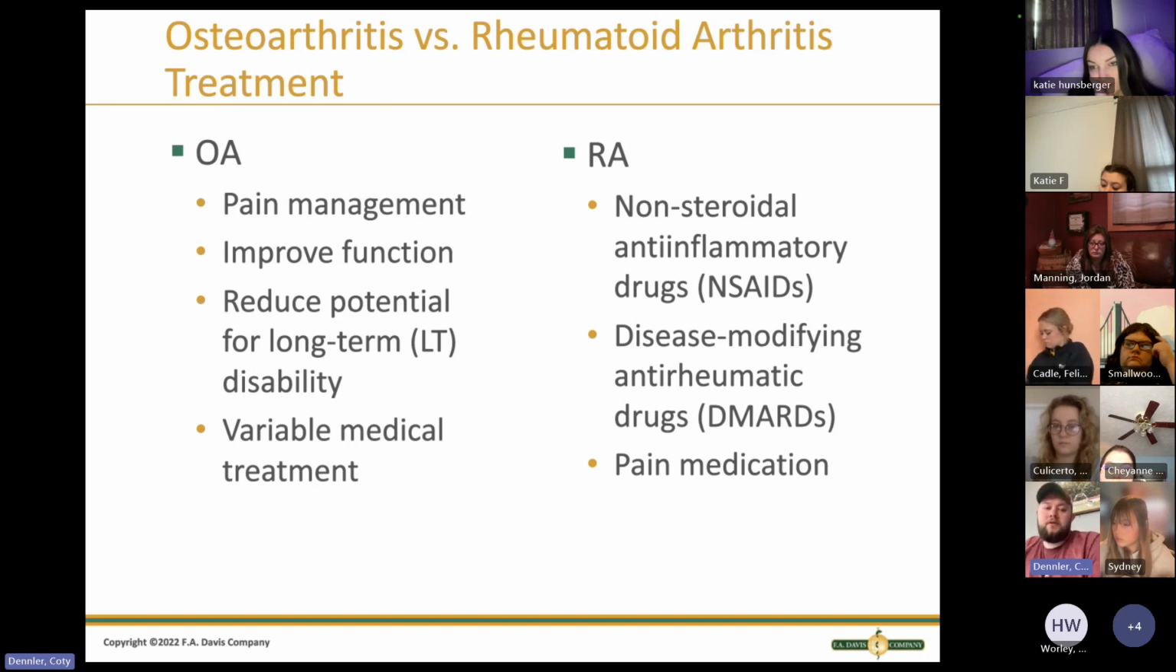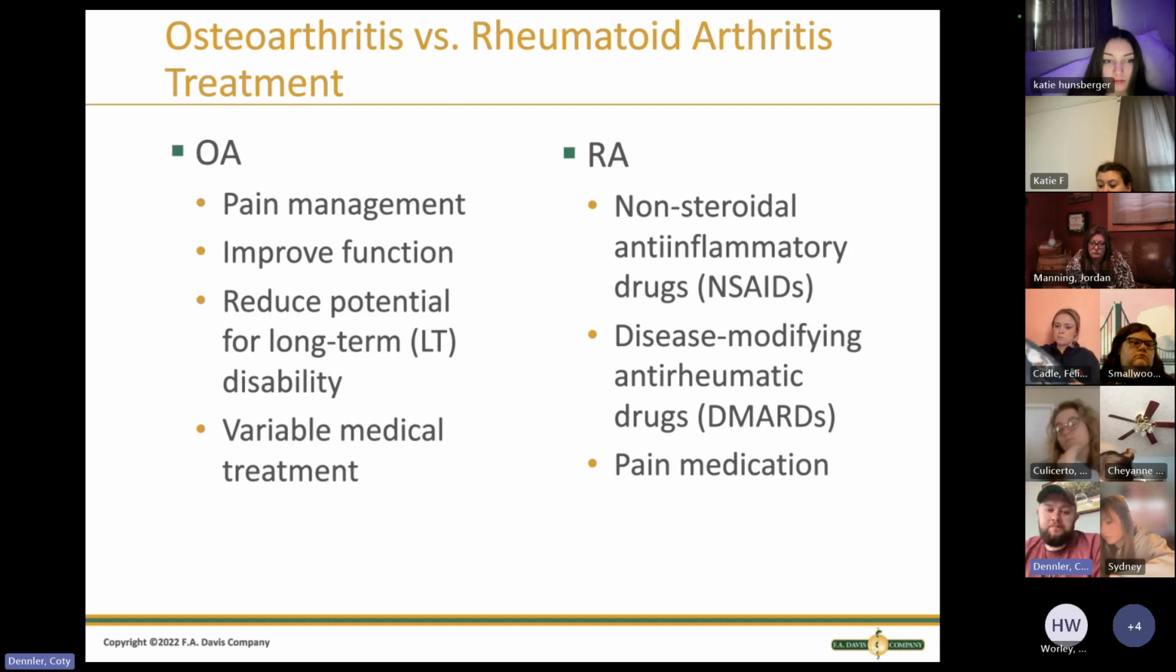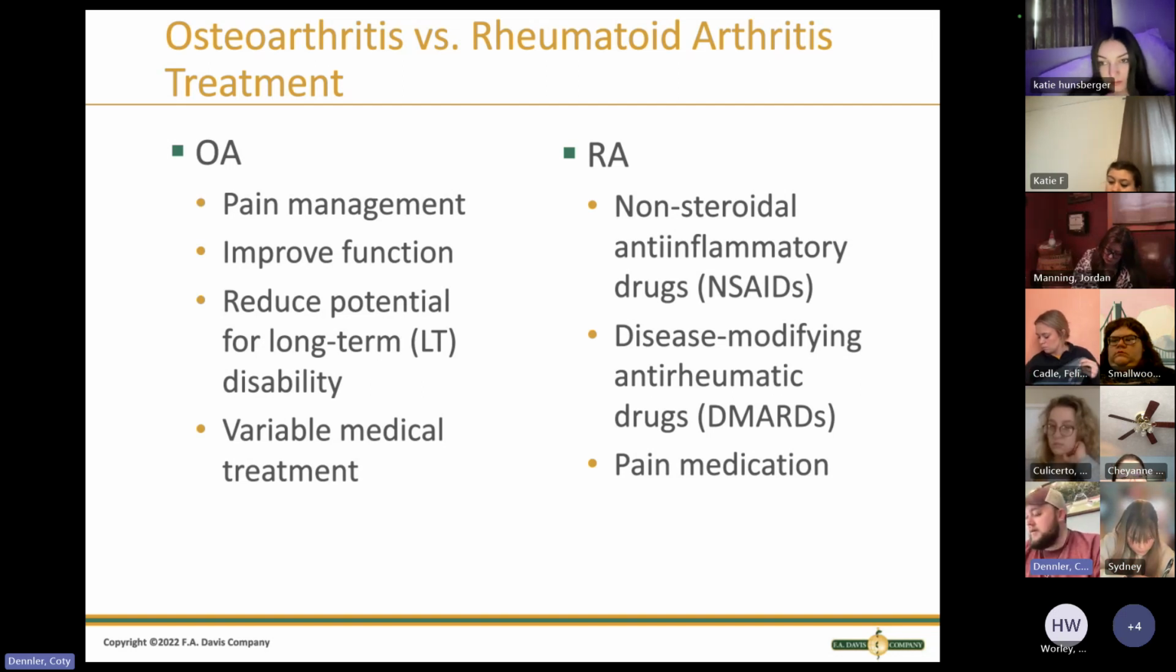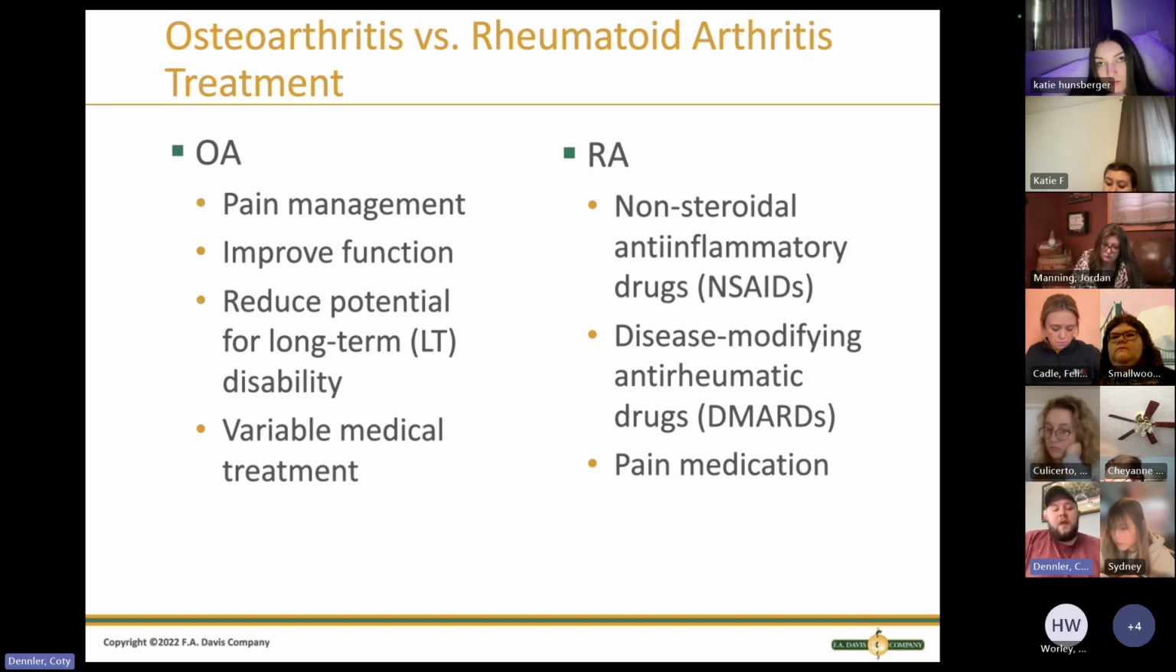So what are we doing for treatment with OA? Pain management, try to improve their function, reduce potential for long-term disability, and their medical treatment can really vary on what joint it's in and how extensive the damage is. Do they need a replacement? Do they need a clean out surgery? Can they manage it with medication? Lots of different things that they look at with treatments.